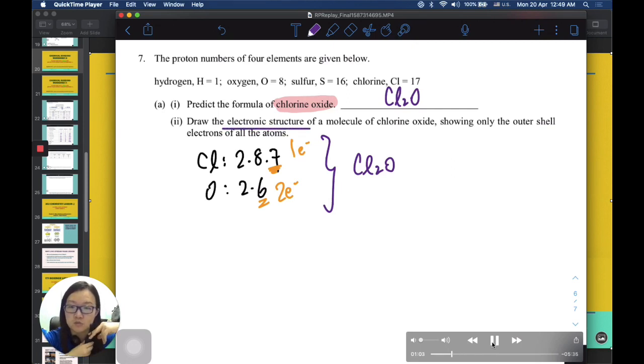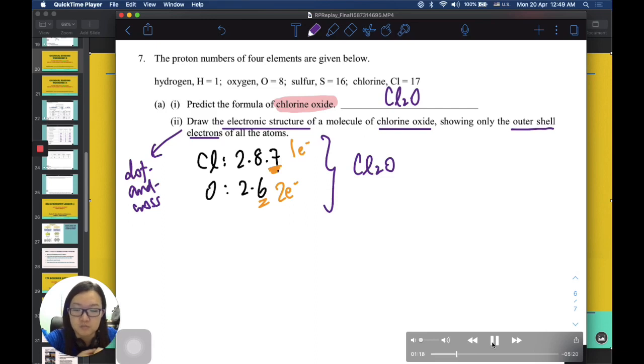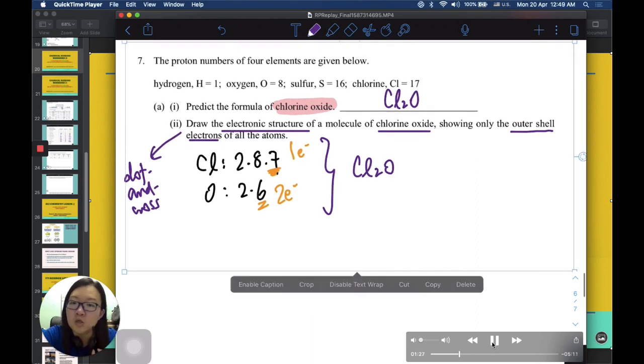Okay, then part 2, you're supposed to draw the electronic structure of a molecule of chlorine oxide showing only the outer shell electrons of all the atoms. If you see this term electronic structure, it's actually just the same thing as a dot and cross diagram, because you are showing in detail what is the structure, how the electrons are being put in the electron shells.